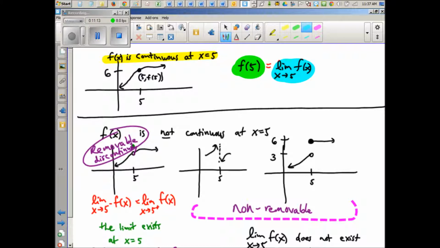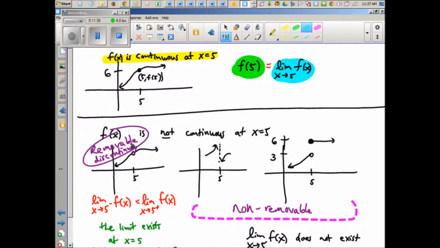So now you've got the function value matching with the destination value, and that's why you don't have to lift your pen when you draw through the point (5, 6). It's because when you're coming from the left, you're approaching 6. When you're coming from the right, you're approaching 6. When you're at 5, you're at 6. And we have a perfect three-way agreement between the left limit, the right limit, and the actual function value.